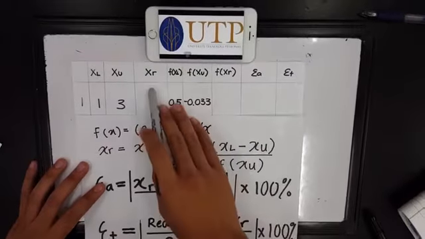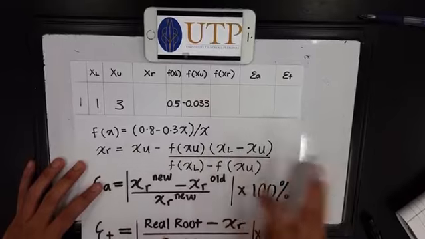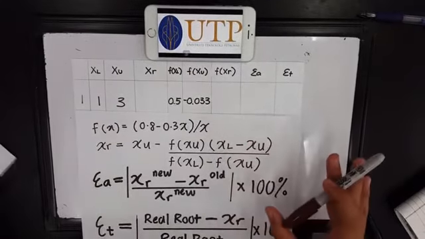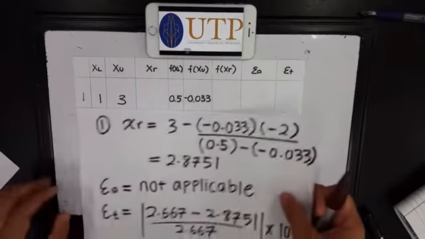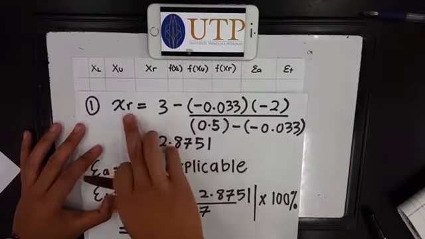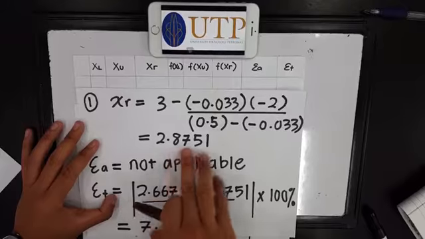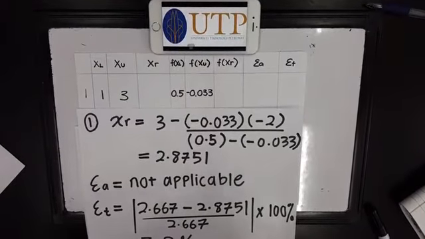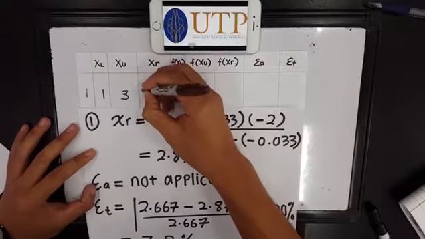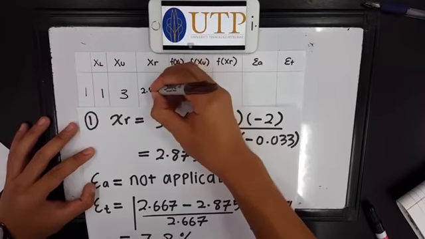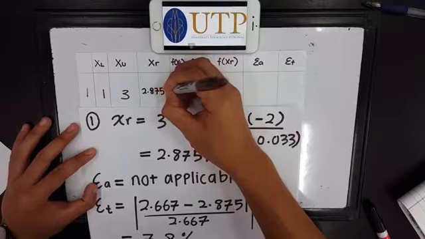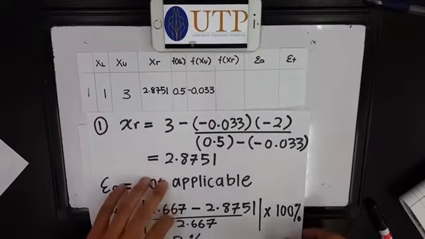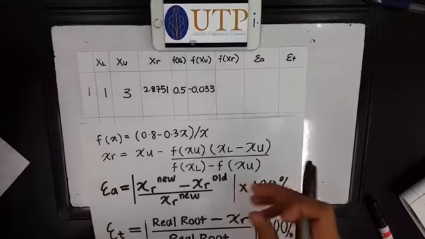Next, we need to find the value for the midpoint. Since we have all four values here, we can substitute them in and find XR, and we get an answer of 2.8751. So, I'll write that here: 2.8751.